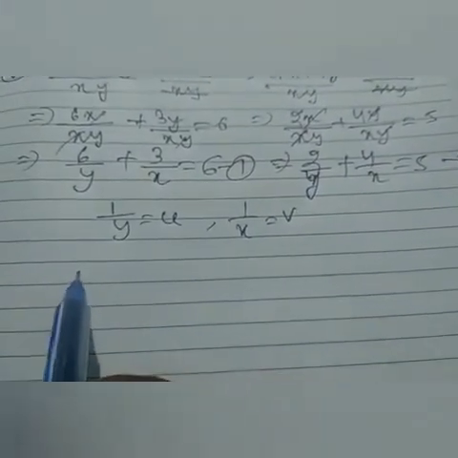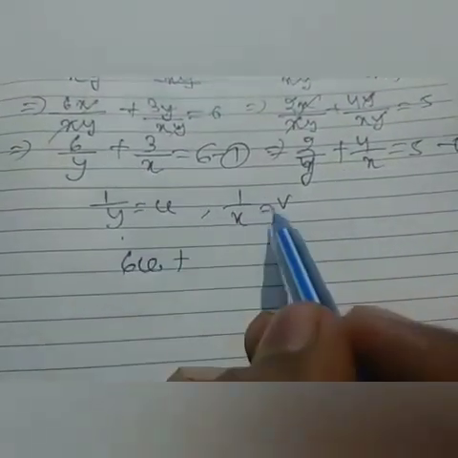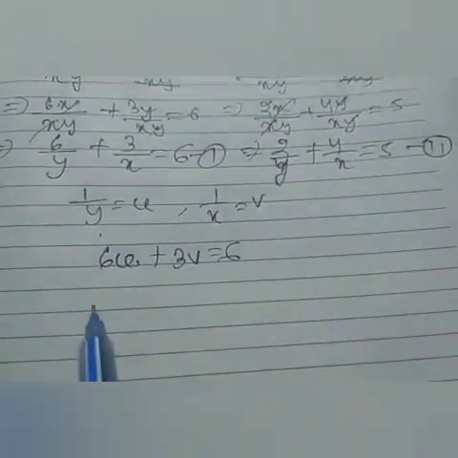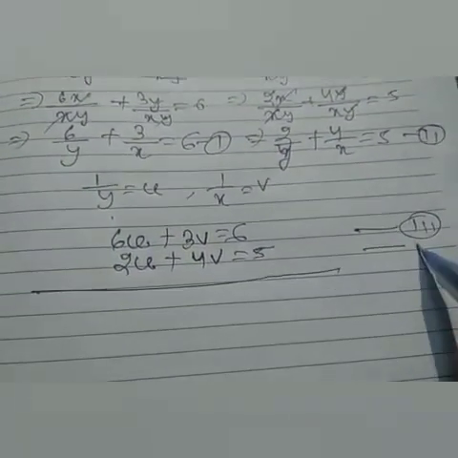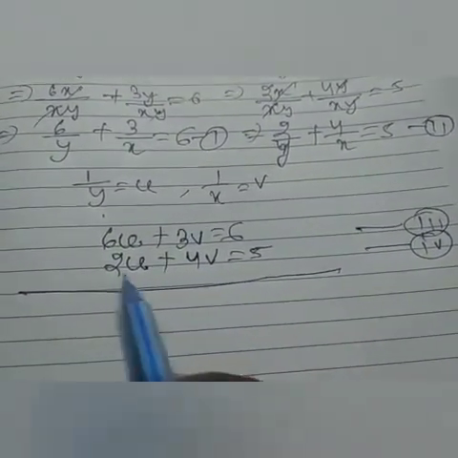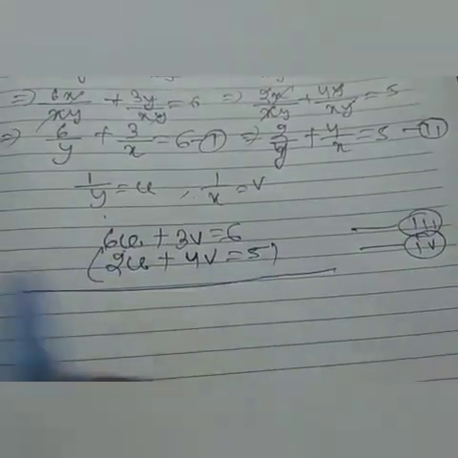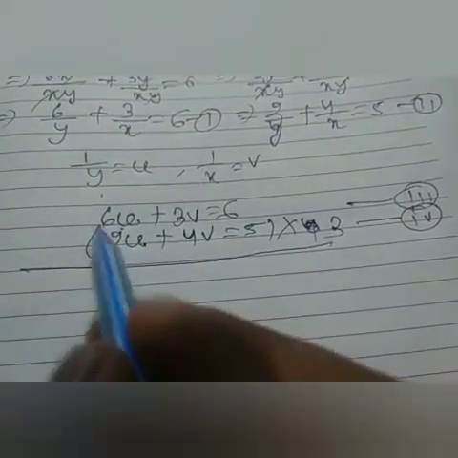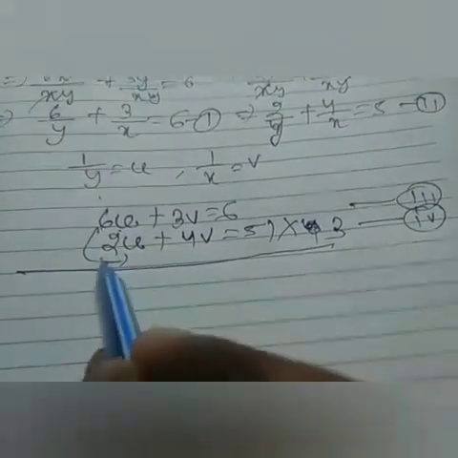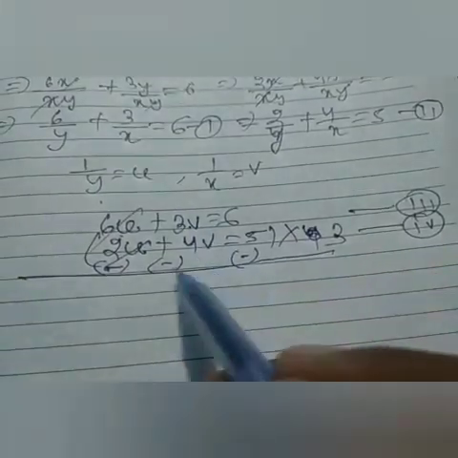So equation 1 and equation 2 become 6 into 1 by y, like that. We can write 6u plus 3 by x becomes 3v equals 6. Here 2u plus 4 by x becomes 4v equals 5. So solving these two equations, this is equation 3, this is equation 4. We can solve here with 6u and 2u. We can multiply by 3 with equation 4. Here plus 6, here is also plus 6, so we have to change the sign of all terms of equation 4. 6u, 6u cancel.